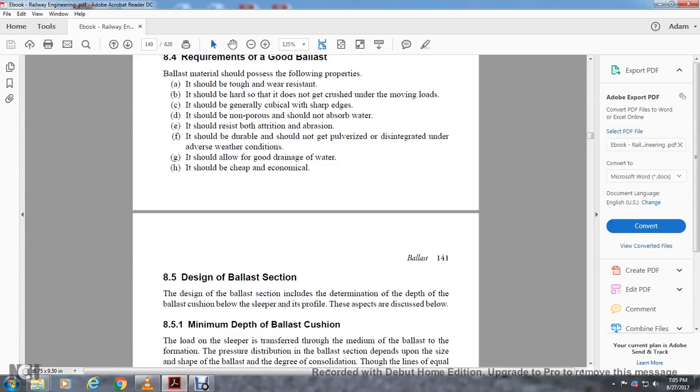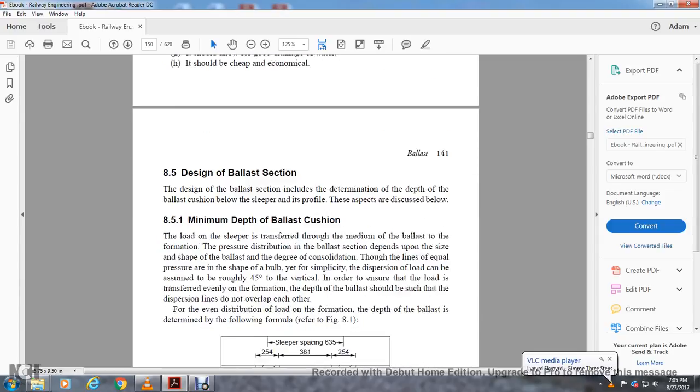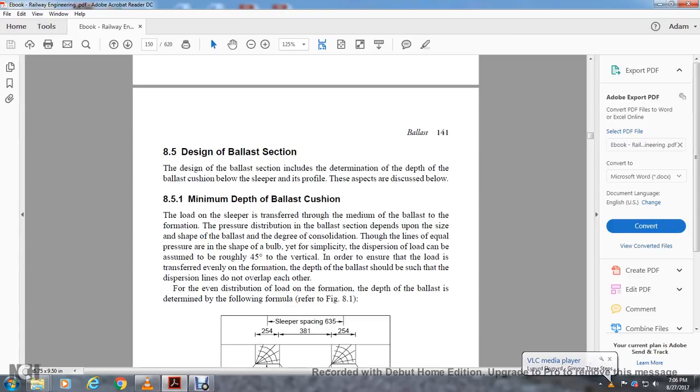8.5 Design of the ballast section. The design of the ballast section includes the determination of the depth of the ballast cushion below the sleeper and its profile, the aspects that are discussed below. Minimum depth of the ballast cushion. Load from the sleeper is transferred through the minimum ballast depth to the formation.